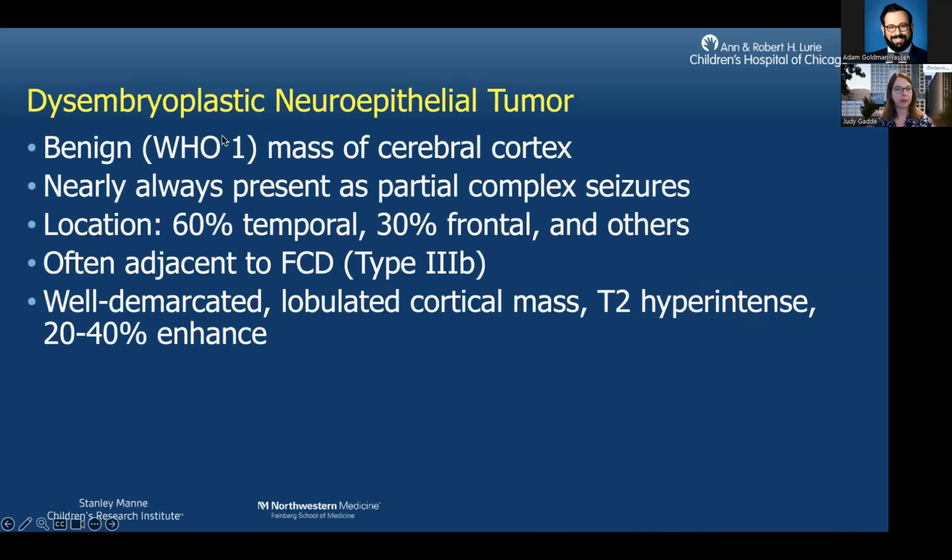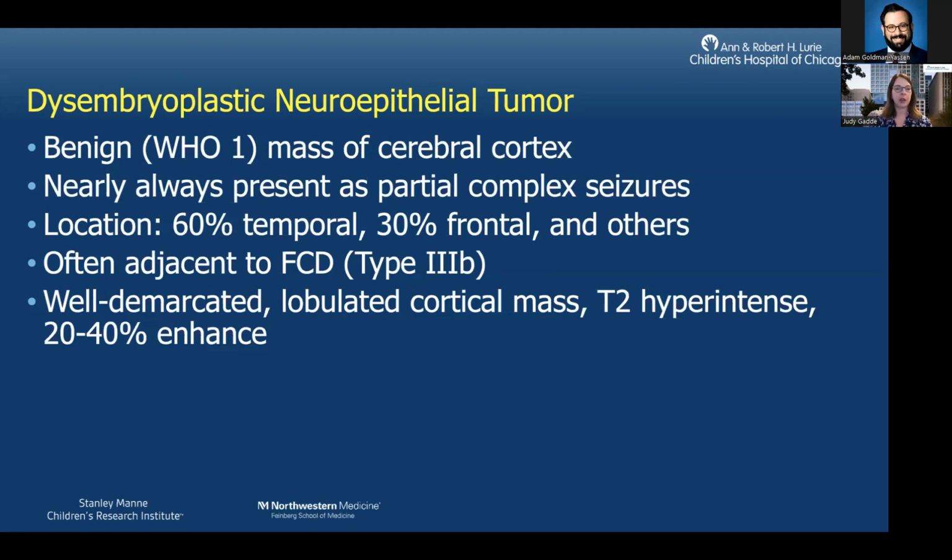I had to go back through this lecture and change them all to not be Roman numerals, in keeping with the new WHO classification. And just like all of these tumors that I'm going to discuss, these often will present with seizures. Also, all of these tumors are going to be listed as more common in the temporal lobe, but they can occur in other lobes. And also, all of these tumors can have associated focal cortical dysplasia, which we've already talked about, and that would be type 3B because it's a glial or glioneuronal tumor.